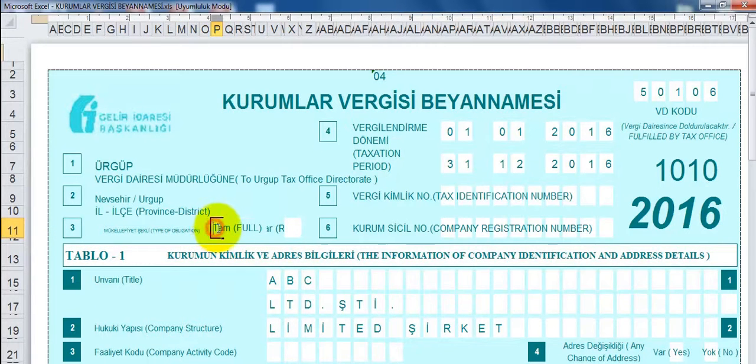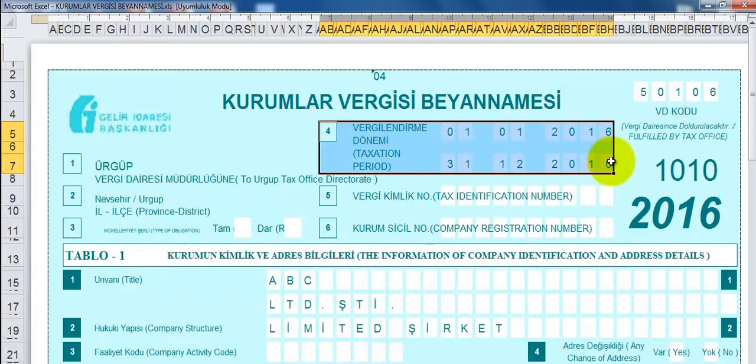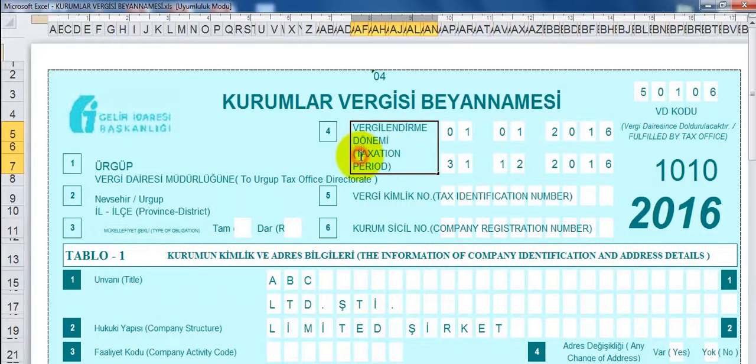In the declaration, there is an area where we need to mark whether there is an address change or not. The information about the address of the business is filled in this field. We see that information such as country, email address, telephone and fax information should be included in Table 1. The table is totally composed of the identity and address information of the representative of the taxpayer.